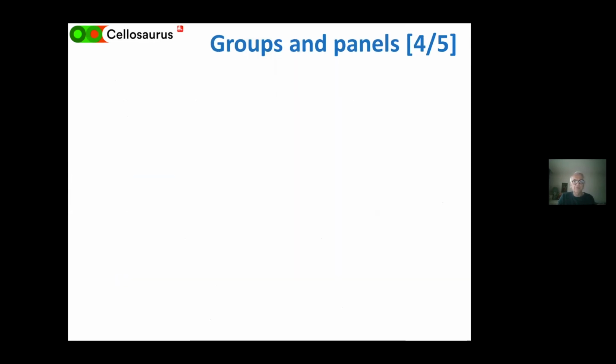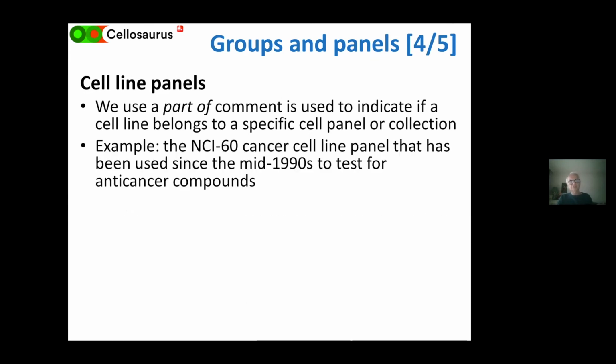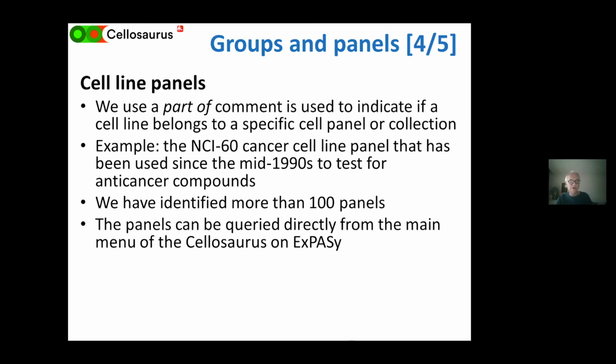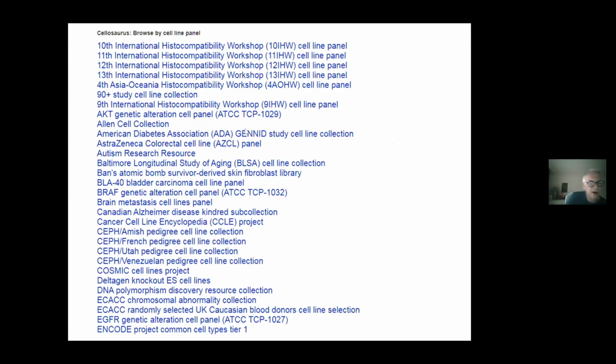The same principle applies to panels, where we have a command called part of, which can be used to select all the cell lines which belong to a panel. The most well-known panel is the famous NCI-60 panel, which had 60 cell lines, 58 really, because 2 were contaminated, and which was used for the last 30 years to test anti-cancer compounds. But we have identified more than 100 panels. Again, you can query them from the Cellosaurus by grouping by cell line panel. Here is just a short part of the panels, the first 20 or 30 in alphabetical order. It goes only from A to E.